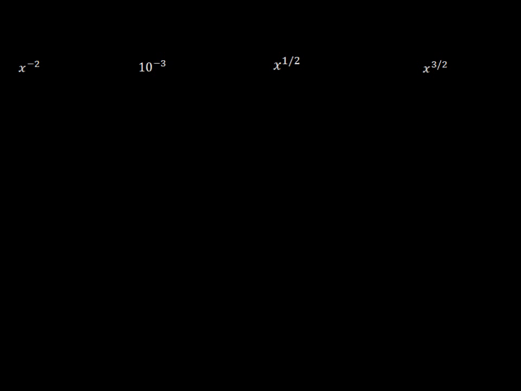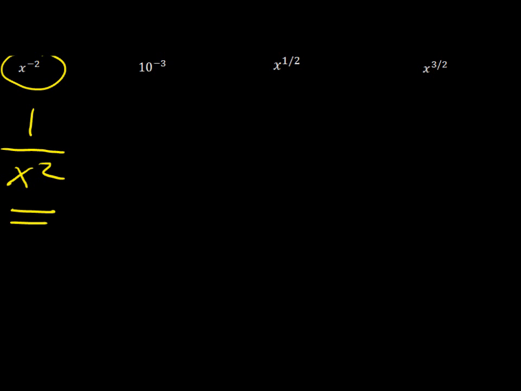We have the first one, this one here, x to the power of -2. Now, don't be afraid of it. It's not really very difficult. All it really means is that you have an x squared downstairs. So this is just a shorthand way of us writing this.